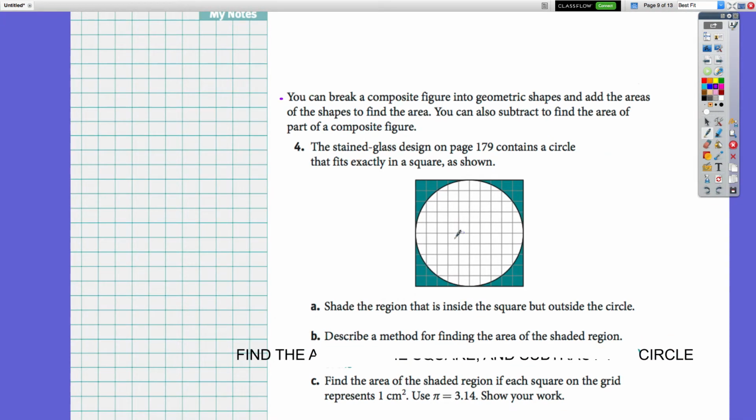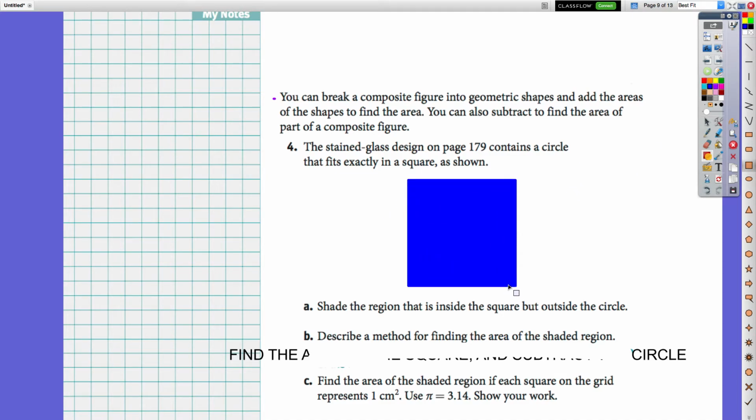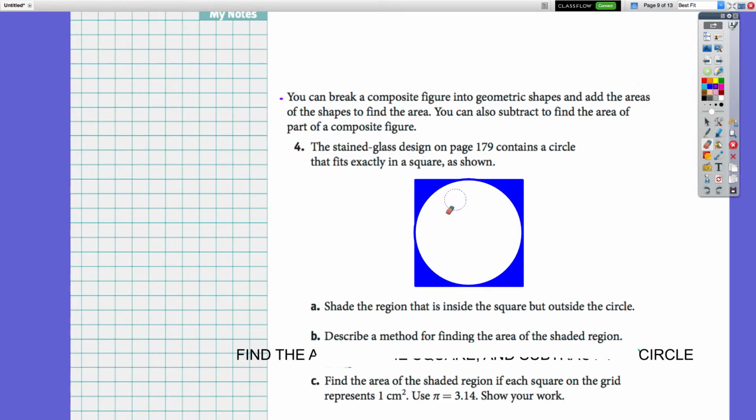Because let's say for a moment this entire square is filled in. So we're going to look at this like it's entirely filled in. So I find the area of my square, but then we're going back on top of this and we're going to take away a circle. Quite literally, guys, we've erased or we've subtracted what's on the inside of this circle.